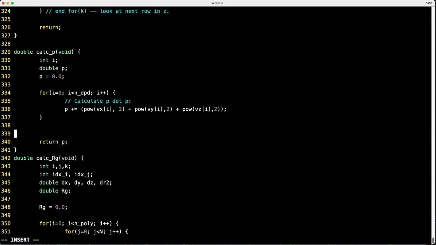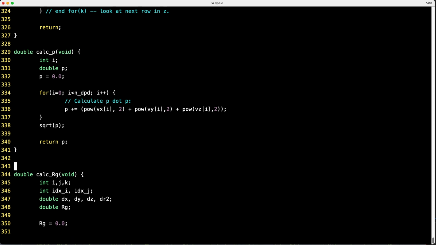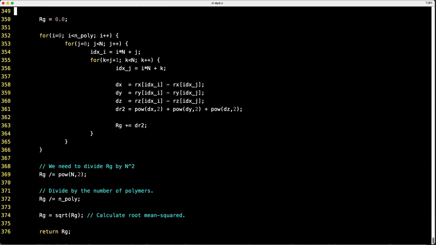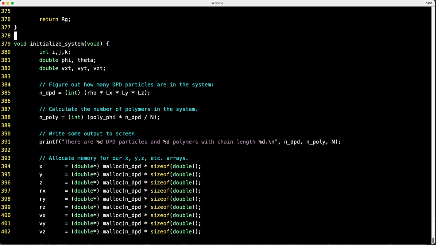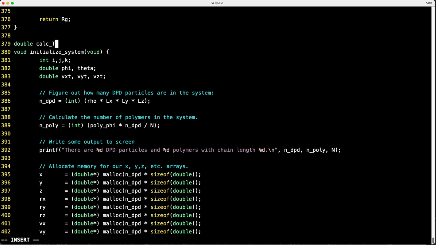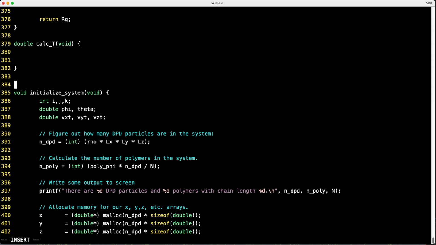Then once we're done, what should we do? Well, let's take the square root of that and then return it. And so that should give us 0, I hope. We'll see whether or not that's true. And then let's calculate the temperature. Actually, we're calculating kBT. So remember, we set that equal to 1. So when we're done, what we expect is that will give us 1 when the system has equilibrated.